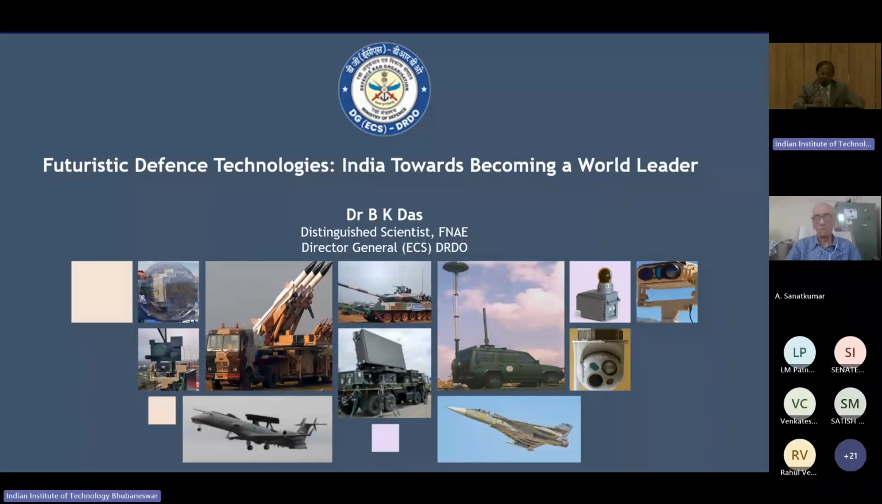BrahMos is an Indo-Russian joint venture program. Of course, all of this is available on the net. You can read it also. But what I am going to tell you is something a little different. India started as a global missile power with Dr. Kalam spearheading it, called IGMDP. You all know it, Integrated Guided Missile Development Program. Agni, Prithvi, Akash, Nag, Trishul, where we started the journey.